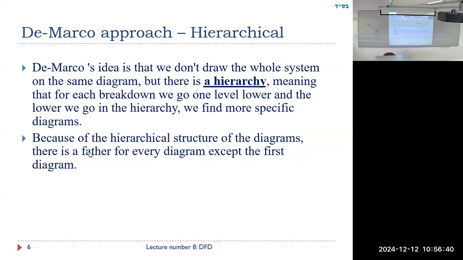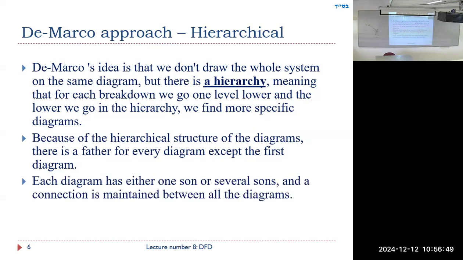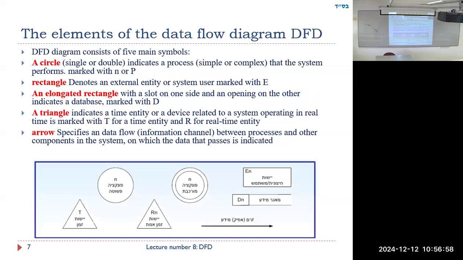So there's a father for every diagram. It came from a parent diagram, except for the first one. The first one is the overview. Each diagram has one or more sons, or children, I guess they should be called. And they're connected. And here are the elements of the diagram.